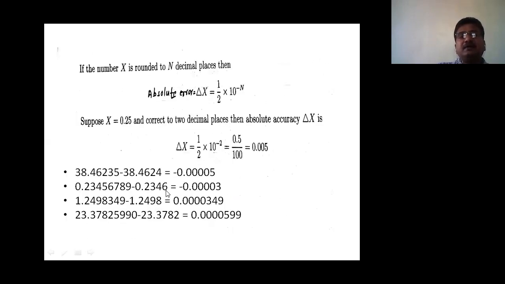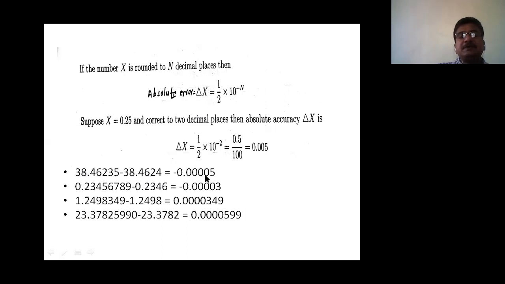So how can we understand this formula? Suppose this is the number 38.46235, and we have to round up this number to four decimal places. That is, this number is rounded to four decimal places. Okay, so what is the answer? 38.4624, because this digit is 5 and the previous number is odd, so it increased by 1.